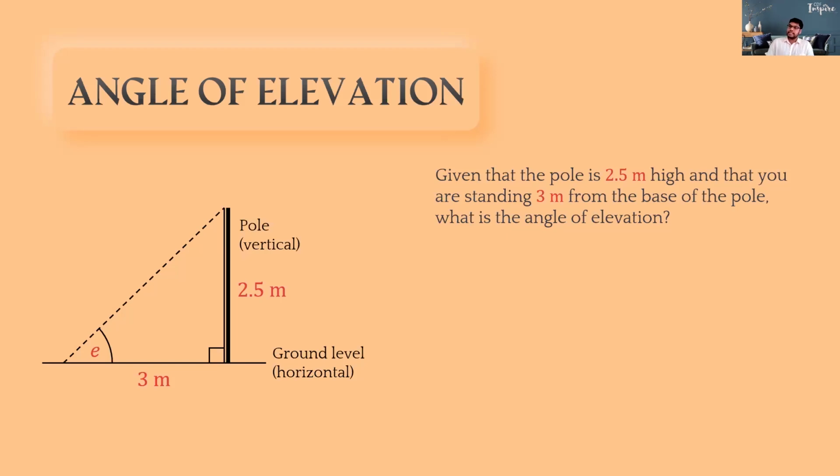So if it's opposite and adjacent, children, we use the tan function, right? So that means tan theta is equal to opposite over adjacent, O over A, right? Tan E is going to be 2.5 over 3, right? So you can take tan inverse 2.5 over 3 and easily find the angle of elevation to be 39.8, right? So children, this is angle of elevation, right?